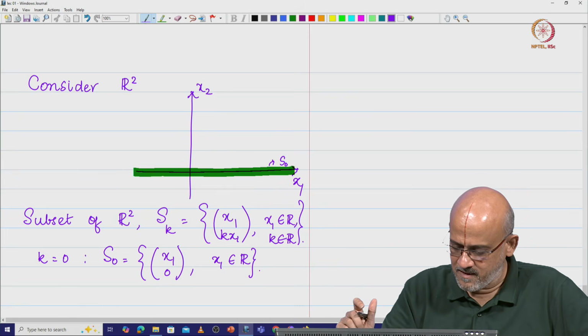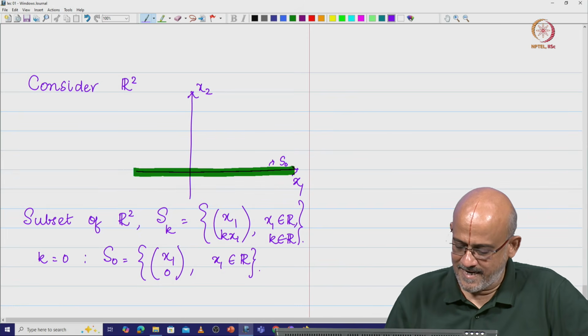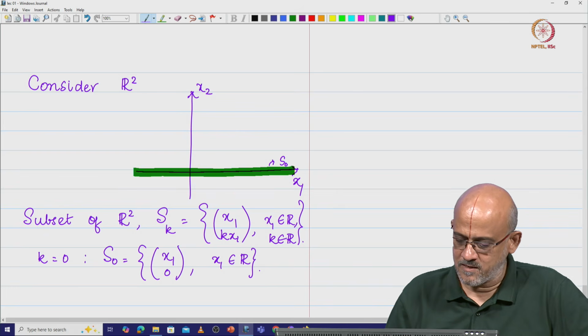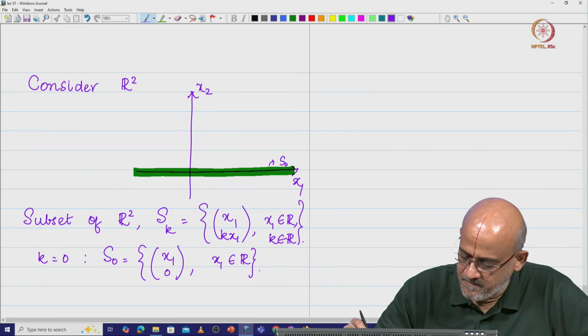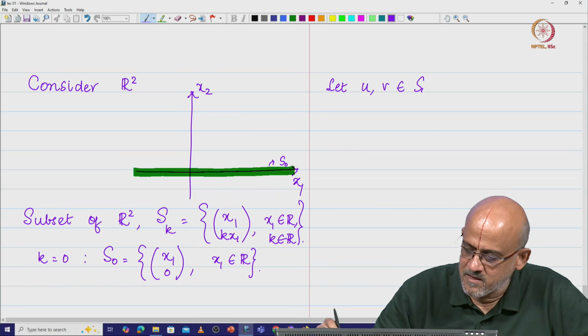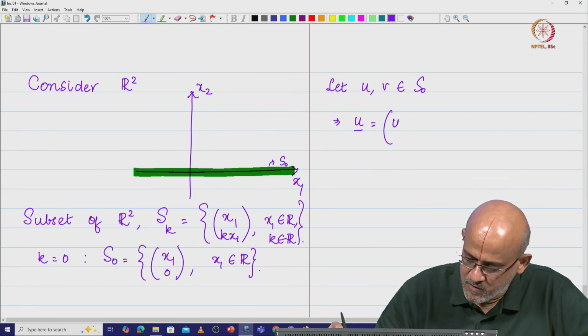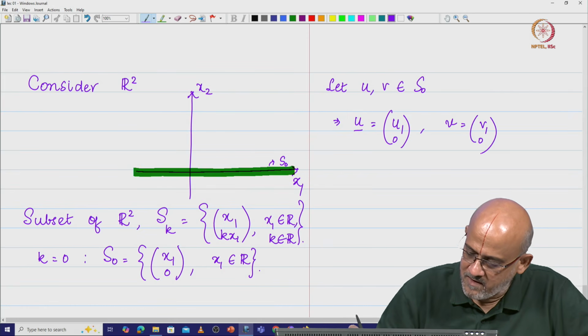Now, what is interesting, you take any two elements in S0 and add them, the resultant is also going to be along the same thing. Say for example, let us consider u comma v to be elements of S0. What does this mean? The vector u is of the form u1 0 and the vector v is of the form v1 0. Now, I want to look at u plus v.